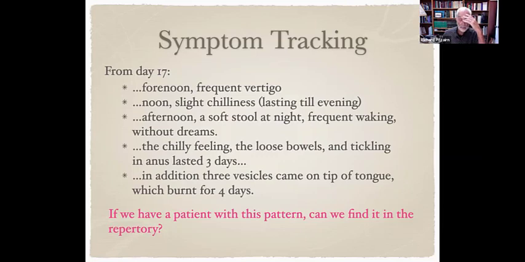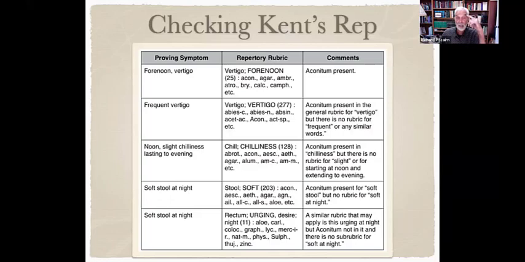So the question that comes up for me when I study these things is, if we had a patient with this pattern, could we find it in the repertory? In other words, are these proving symptoms actually in the repertory? Reasonable question, isn't it? So let's go to Kent's repertory and ask this question and see what we find.